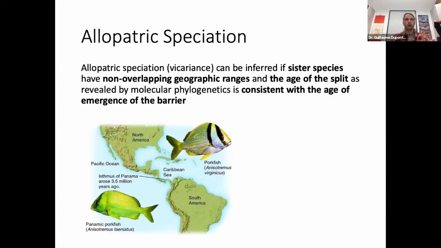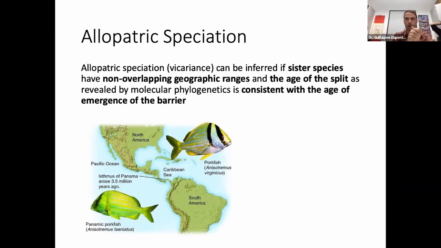An example which we are going to discuss is the formation of the Isthmus of Panama, the land bridge between North and South America, which gives us a good example of how we can test the existence of allopatric speciation. How can we do that? How can we test it? So what we need is to identify two sister species. Sister species are those which go back to a common ancestor. So they separated. Think about these two fishes being part of once an interbreeding connected population, and this isthmus split them. So we need sister species with non-overlapping geographic ranges.